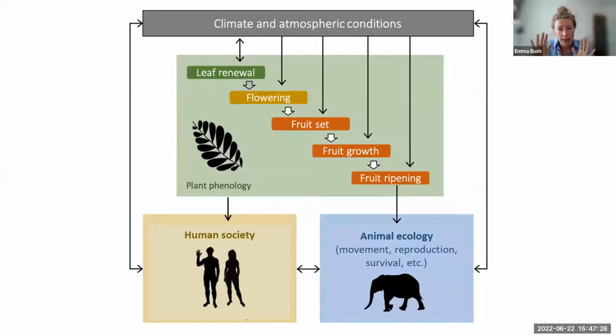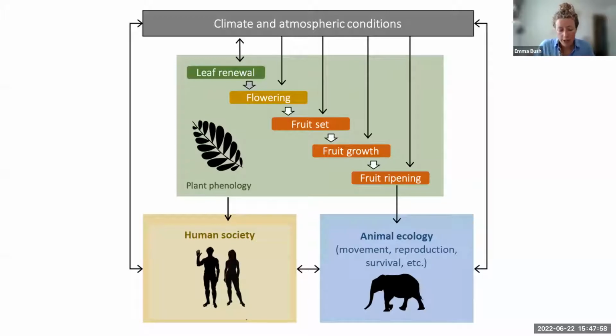And what I wanted to show in this graphic is how plant phenology, I think you can understand, is often triggered by seasonal climatic events, such as a change in temperature or day length. And within plants themselves, we're thinking about phenophases such as leaf renewal, flowering, fruit set, fruit growth, and fruit ripening, which are all dependent on the step before them, but also may have their own interactions with climate.